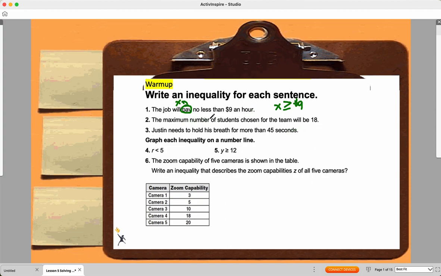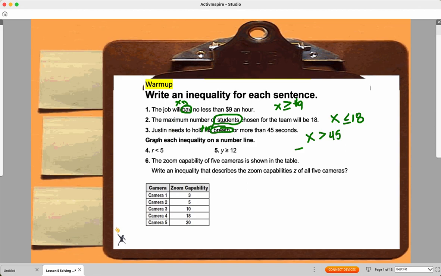The maximum number of students, so that's really what we're looking at, is our let x right here. So x has to be less than or equal to 18. All right, Justin needs to hold his breath for more than 45 seconds. So we're going to say x is the hold time for breath. X is going to be greater than 45. It says more than 45 seconds, so we're not going to include 45.